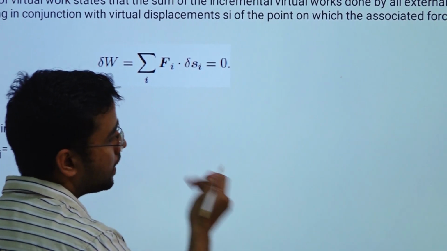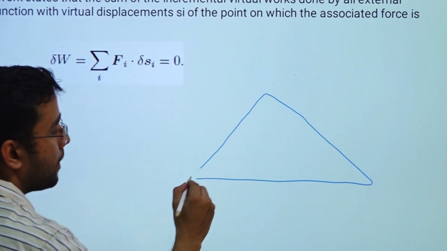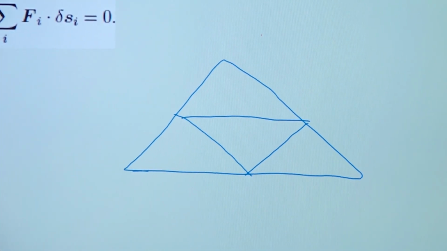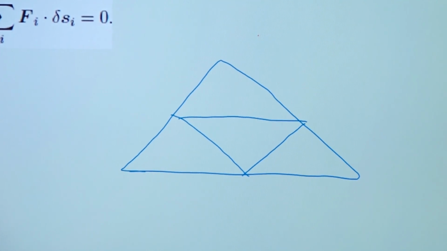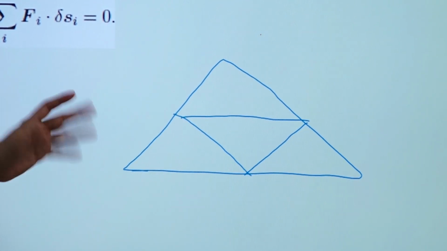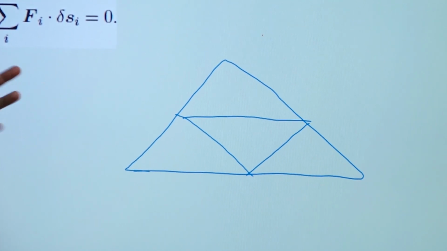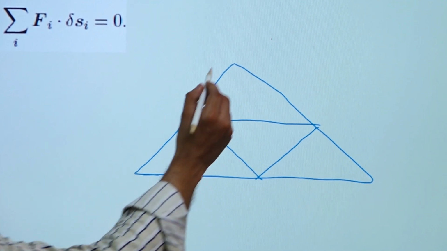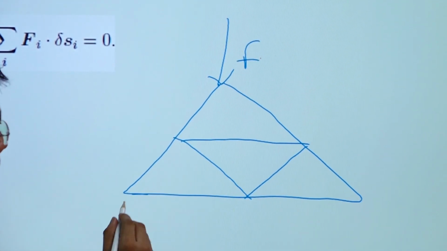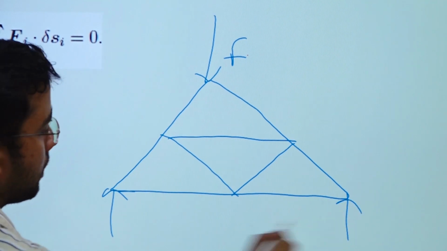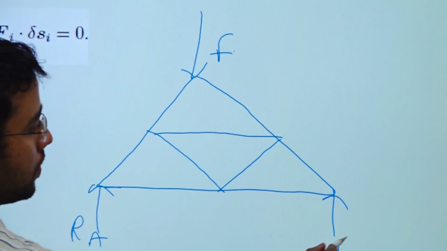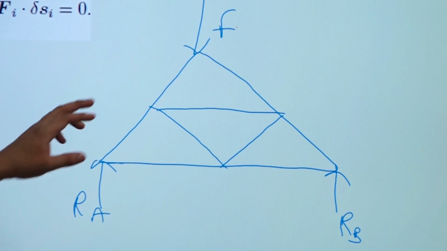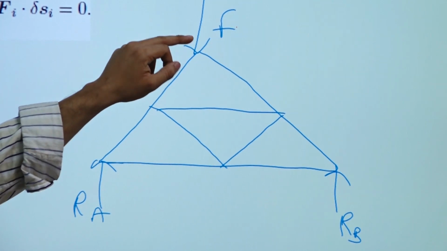Suppose we make a structure, a type of truss. This truss is in equilibrium, and you want to find out forces with the help of virtual work. Suppose one force is acting here and two reactions are here, RA and RB. What you are going to do here is assume that there is some displacement because of this force.